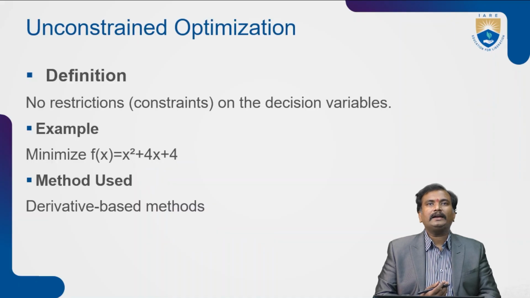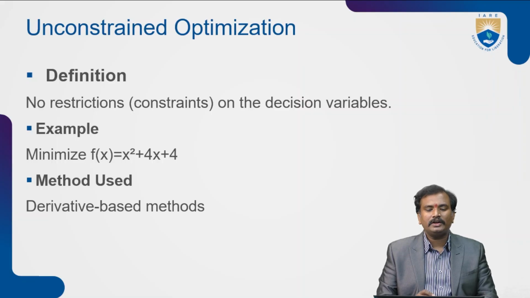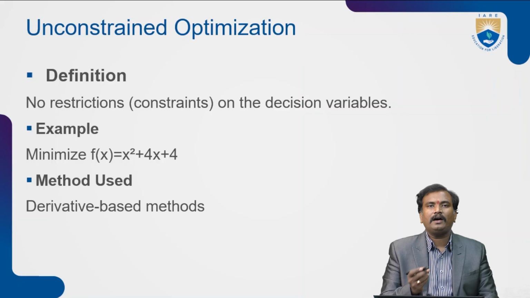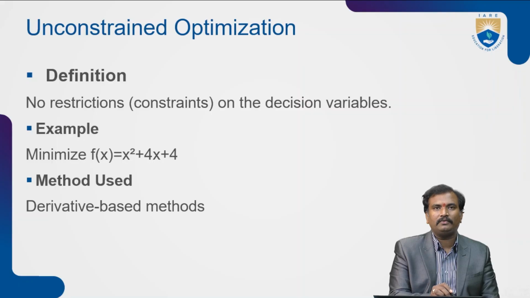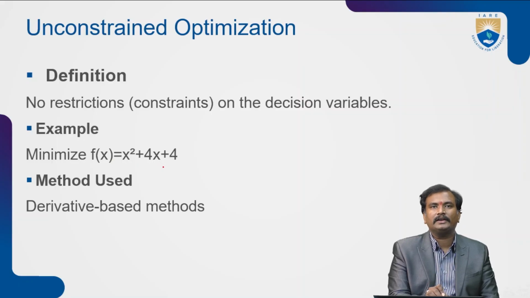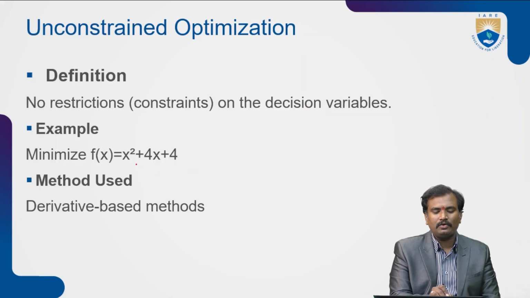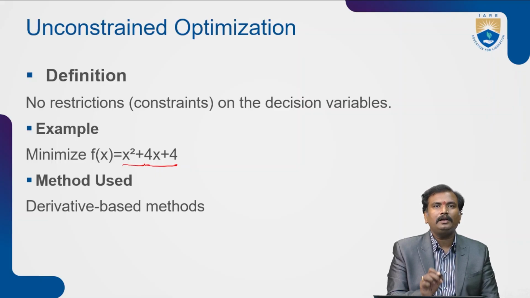Whenever we go with unconstrained optimization, it means there are no restrictions on the decision variables, no constraints, no conditions. Then we call it unconstrained optimization. That is, we solve the function without any conditions. For example, f of x equals x squared plus 4x plus 4, if there is no condition, then that is called unconstrained optimization. The methods used are derivative based methods.